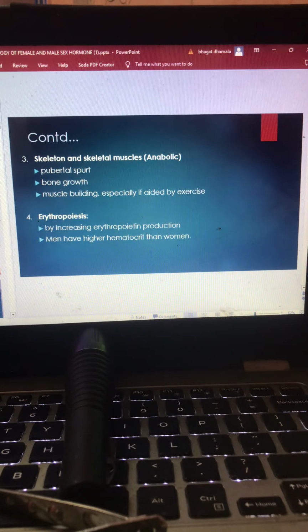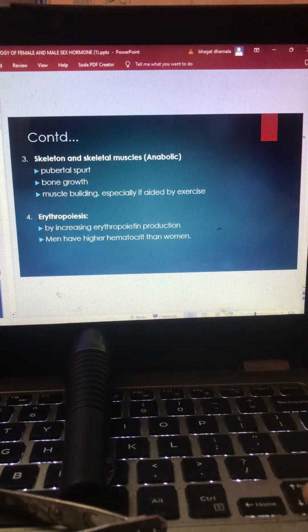Similarly, talking about its action on the skeletal muscles, we have pubertal spurt, bone growth, and muscle building, especially if aided by exercise. Talking about erythropoiesis, it causes increased erythropoietin production, which causes a higher hematocrit in men than in women.